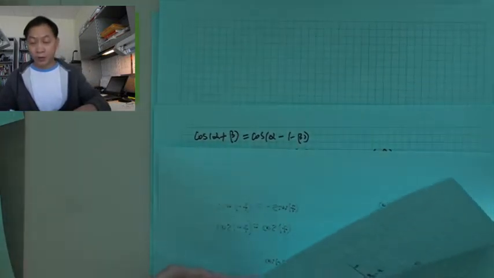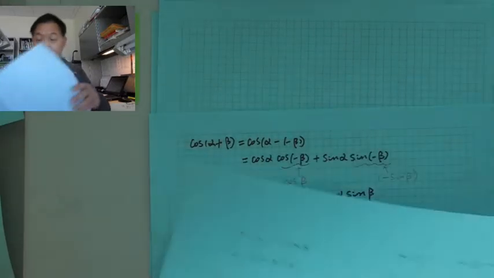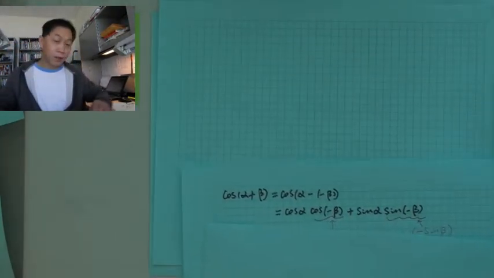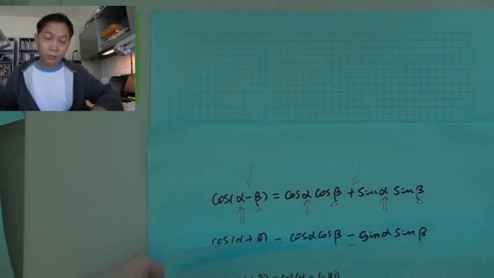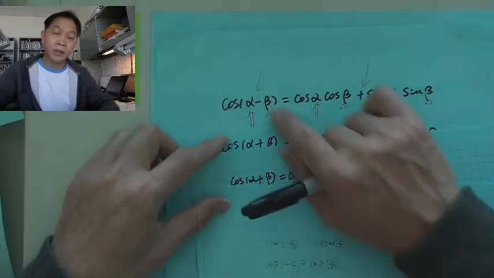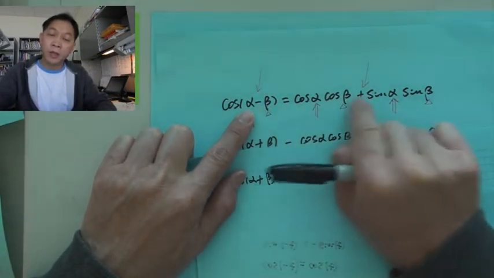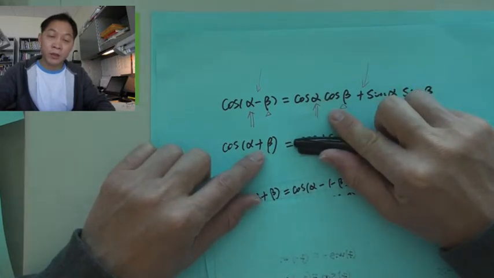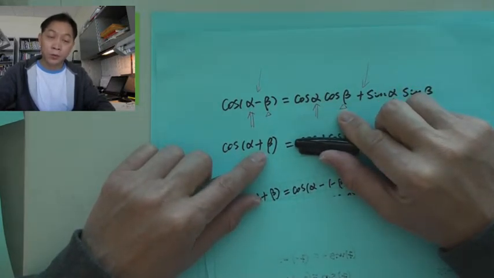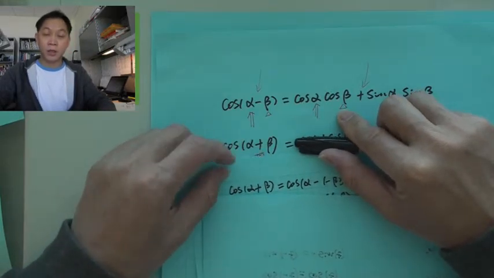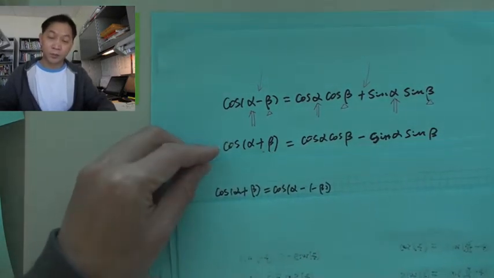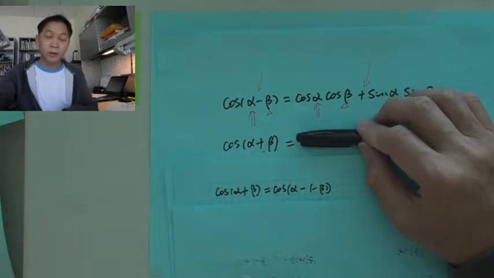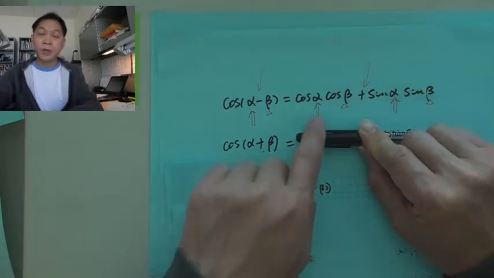Why do we want to do this? Because previously we only know the formula for minus. We don't know if here is plus, how we are going to do. So that's why I want to change this to minus. Okay, so here is minus down here. Now if you change it to minus, you can apply this formula.